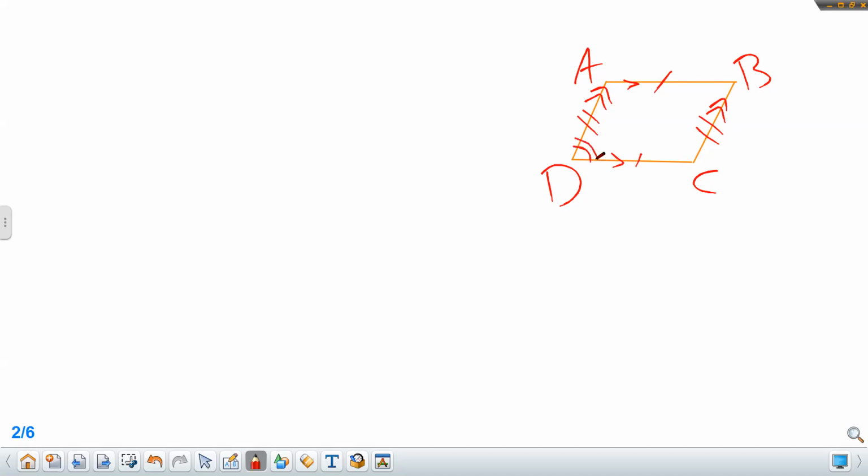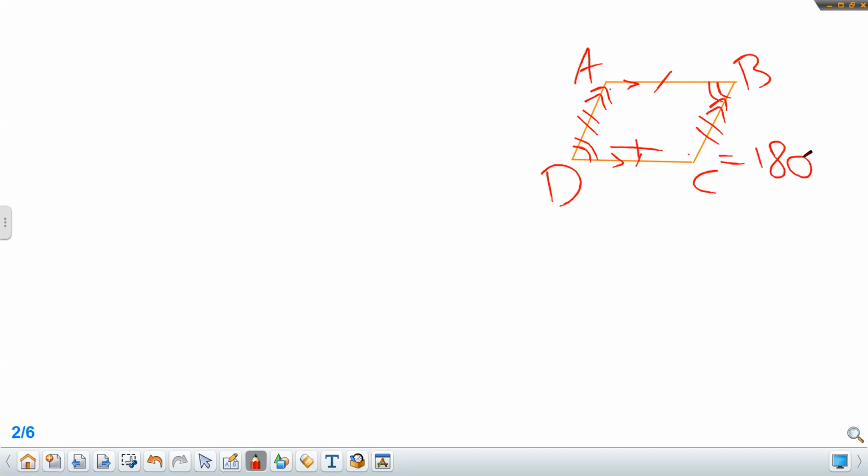So we can say measure angle D equals measure angle B, and measure angle C equals measure angle A. Number three: each two consecutive angles are supplementary. So we can say measure angle D plus measure angle C equals 180, and measure angle C plus measure angle B equals 180, and so on.